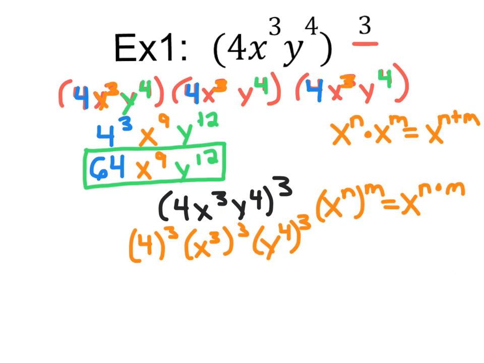When we're raising to that power, we are going to multiply. So 4, that'd be 4 to the 1st power, so we get our 4 to the 3rd. X to the 3rd raised to the 3rd, we multiply, we get x to the 9th. And then y to the 4th raised to the 3rd, we multiply, and we get y to the 12th. 4 cubed can be simplified to 64. Then x to the 9th, y to the 12th.